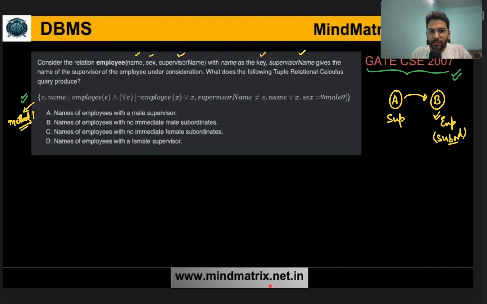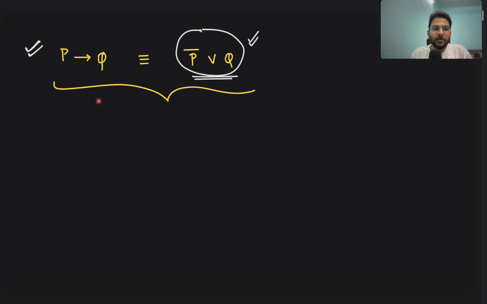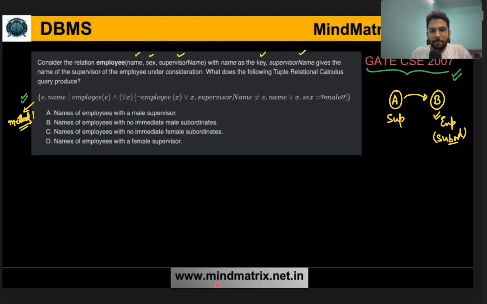Now, if you come back to this question, can you see anything here that is given in this format? Can you find anything here? If you see carefully, not of employee of X, or X dot supervisor name not equal to E dot name, we can consider this as not of P, yes or no? Or X dot sex is equal to male, we can consider this as Q, right?